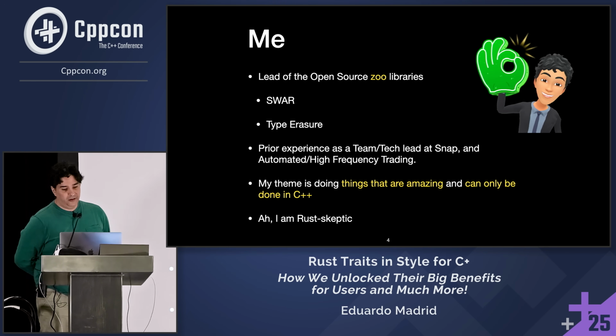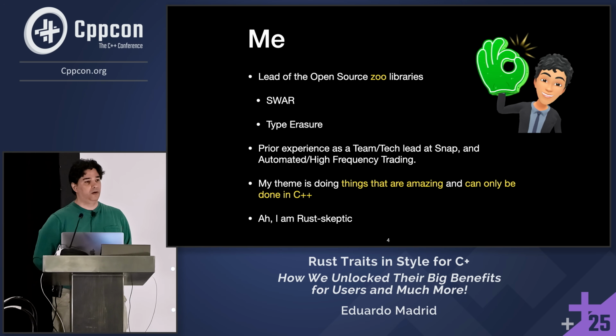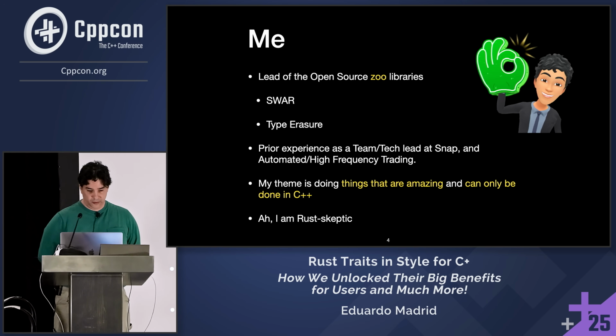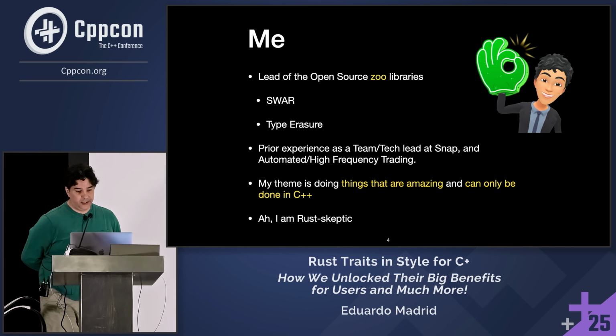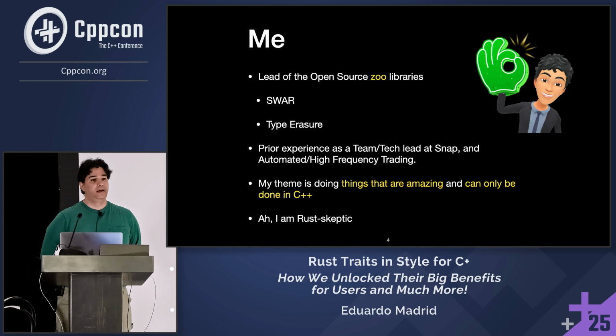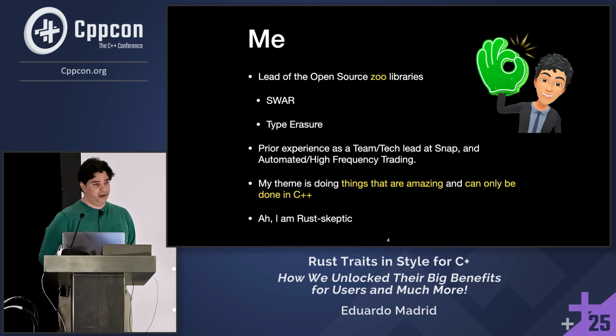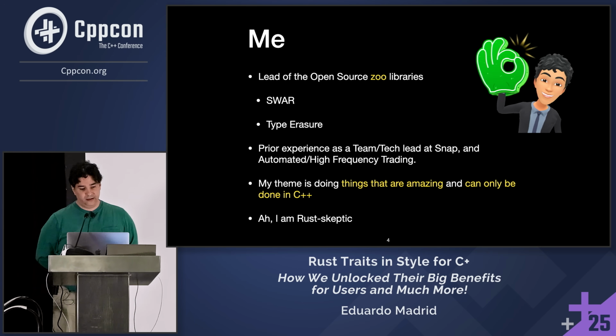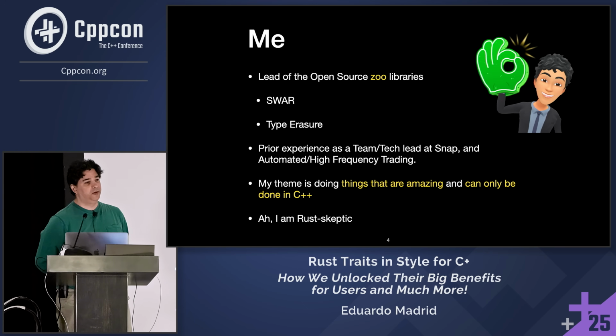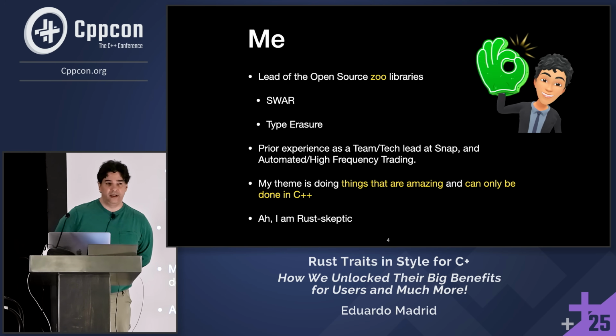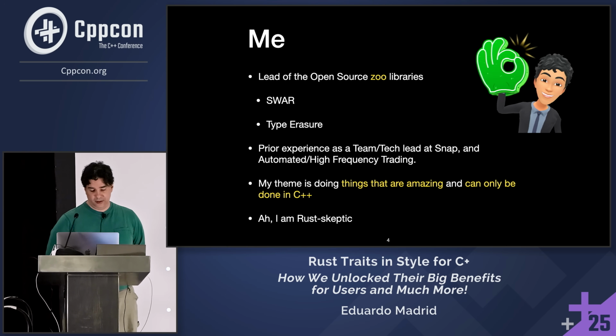Myself, I am the lead of the open source library called SU, as in the namespace SU. We have published things that have been communicated to the community in several presentations by my collaborators and I, including SWART, type erasure, a hash table based on the Robin Hood invariant and other things.